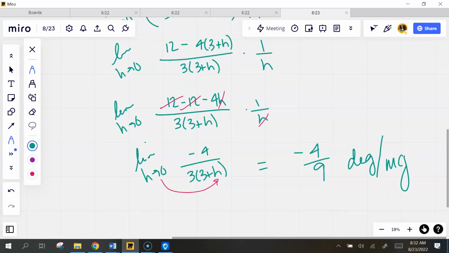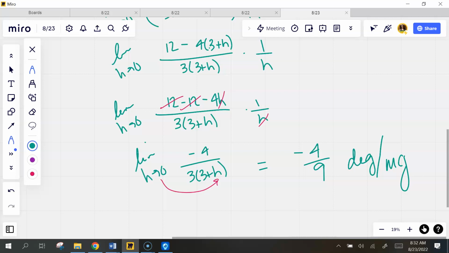What does this mean? Negative 4/9 degrees per milligram. At 2 milligrams. That's exactly right. At the point when they've received 2 milligrams, their temperature is declining 4/9 of a degree per milligram. Every milligram of medicine is causing them to drop 4/9 of a degree in their temperature. Does that make sense? But only at that instant, because that rate changes. The more milligrams, the faster it probably drops their temperature.